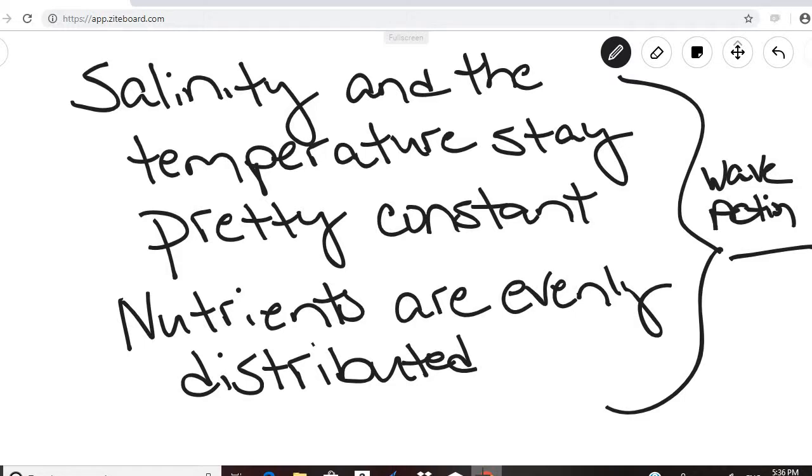As you can imagine, on the continental shelf, you're going to get nutrients that are carried in from rivers or from estuaries, but because of the constant wave action, those get mixed up very well and get evenly distributed. Okay, so I want to give you an idea of where we are going in this chapter.